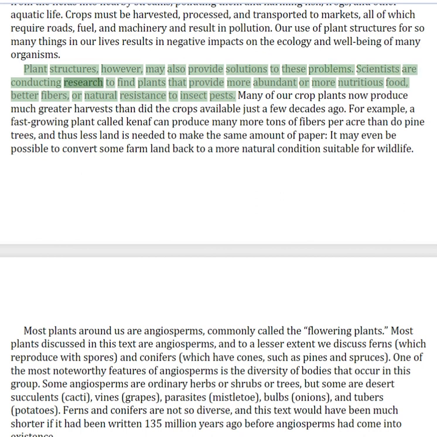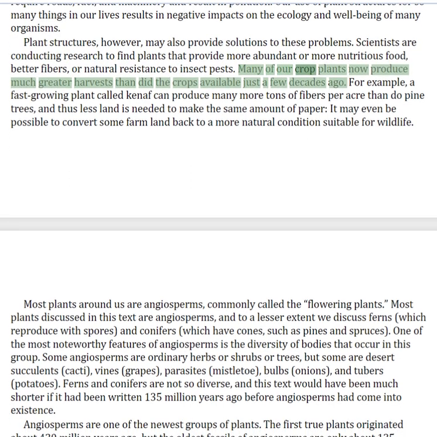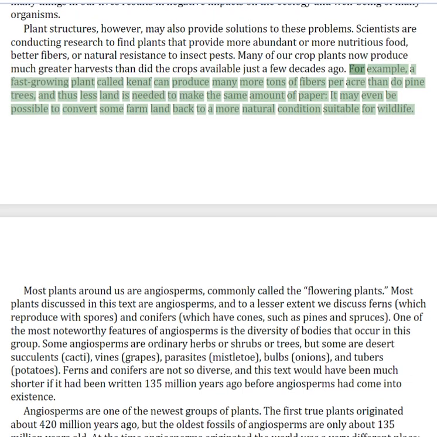Scientists are conducting research to find plants that provide more abundant or more nutritious food, better fibers, or natural resistance to insect pests. Many of our crop plants now produce much greater harvests than did the crops available just a few decades ago. For example, a fast-growing plant called kenaf can produce many more tons of fibers per acre than do pine trees, and thus less land is needed to make the same amount of paper. It may even be possible to convert some farmland back to a more natural condition suitable for wildlife.